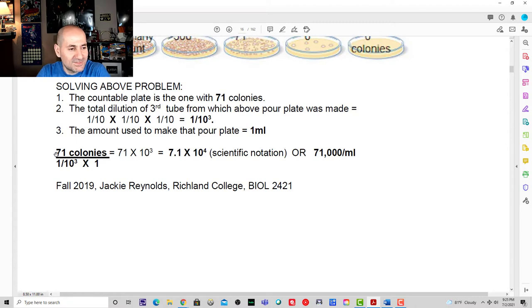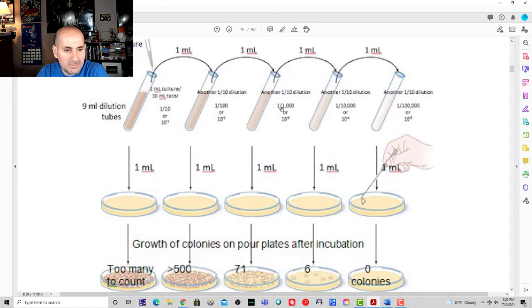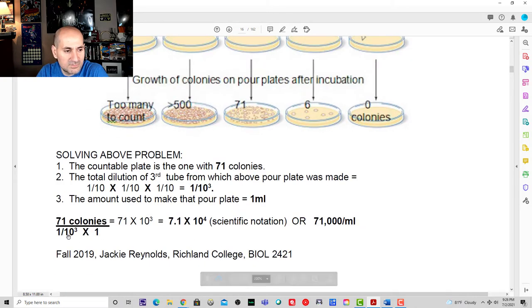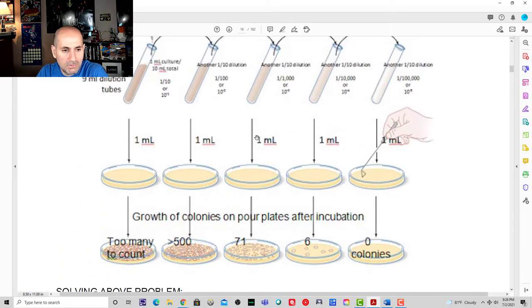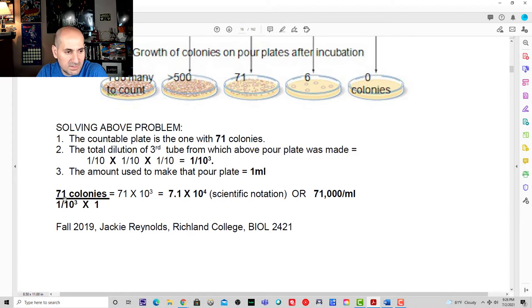Okay, so let's get back to this. So 71 colonies over 10 to the 3. Why is it 1 over 10 to the 3? Because it was the 1 over 1,000 or 1 over 10 to the 3, also known as the 10 to the minus 3 dilution that ended up making this plate. Does that make sense? So this is the total dilution of the tube that made that plate. And then times 1. Why 1? Because 1 is the amount of that dilution you plated. So here, 71 colonies over 1 over 10 to the 3 times 1.